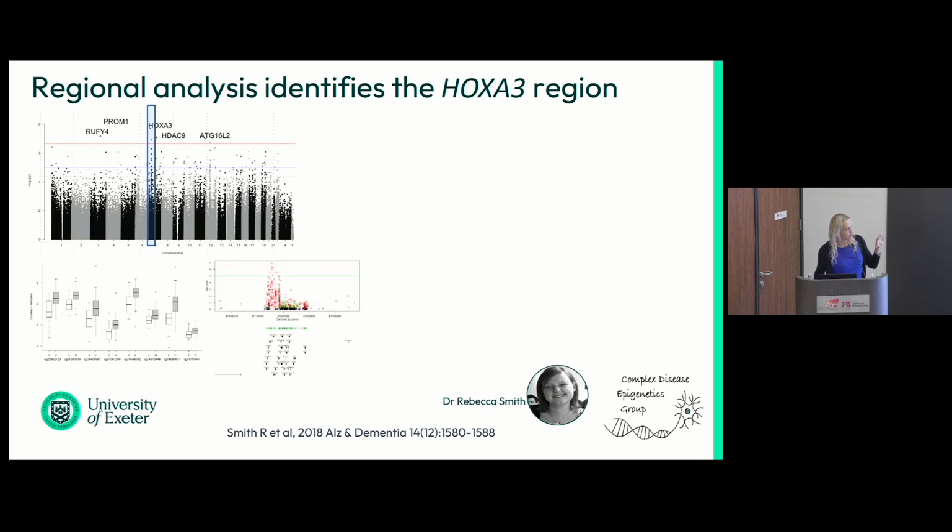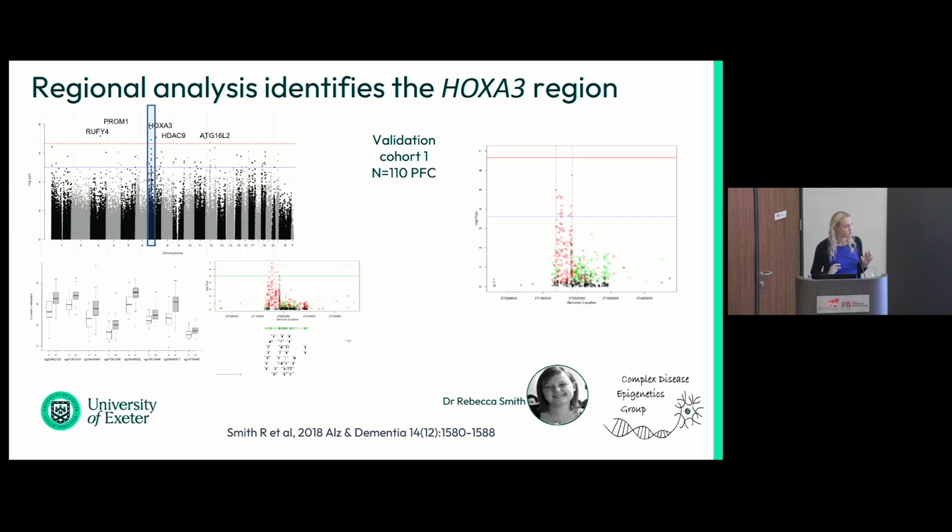This is just zooming in on that region in a bit more detail. So this is a zoomed in Manhattan plot, and for this, we've color-coded it. Increased DNA methylation is shown in red, decreased DNA methylation is shown in green. You can see this very defined region of increased DNA methylation, which not all of it is reaching genome-wide significance, but it's showing some kind of common change. So we went on to try and validate this.